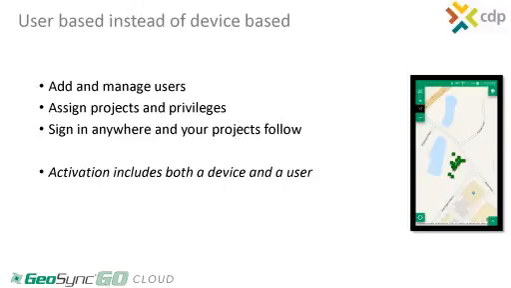An activation in GeoSync Go Cloud going forward will include both a device and a user. So again, if you have 5 devices and 5 users right now, and you add a new user or a new activation, you'll get both a GeoSync Go mobile device and a GeoSync Go Plus user. So activations going forward will be available for both the GeoSync Go mobile app and the GeoSync Go Plus application.